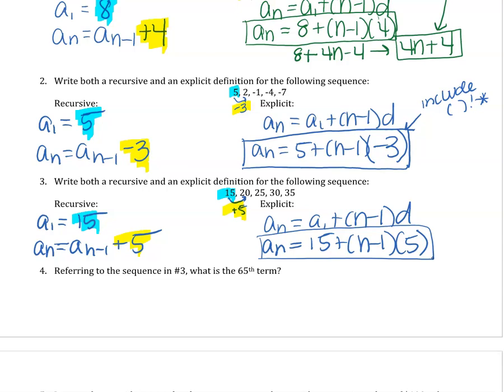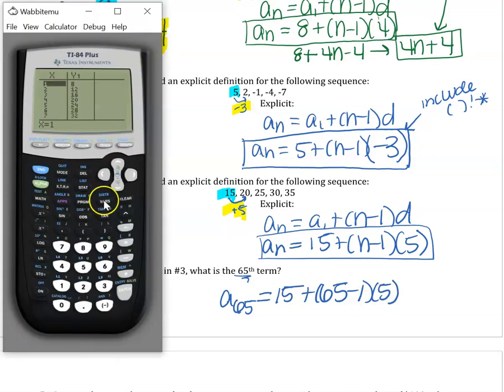All right, so now let's put the explicit formula into action. Referring to sequence number 3, which is this guy right here, I want to find the 65th term. Now, anytime I'm asking for a term, I'm giving you a term number. So basically, I'm telling you n is 65 in this formula. So if I want to find a sub 65, I'm simply replacing n with 65. And now I can go to my calculator.